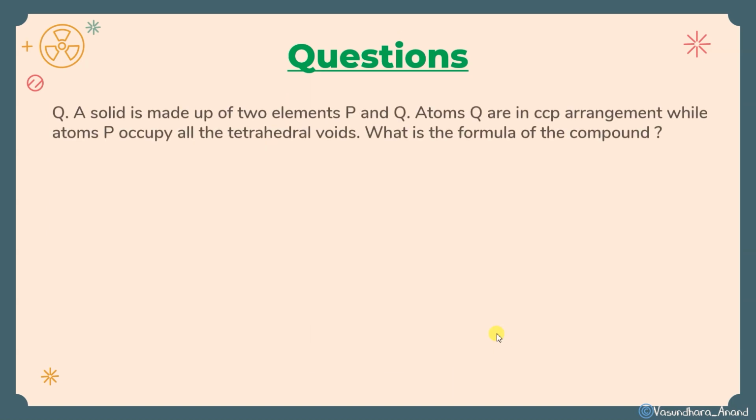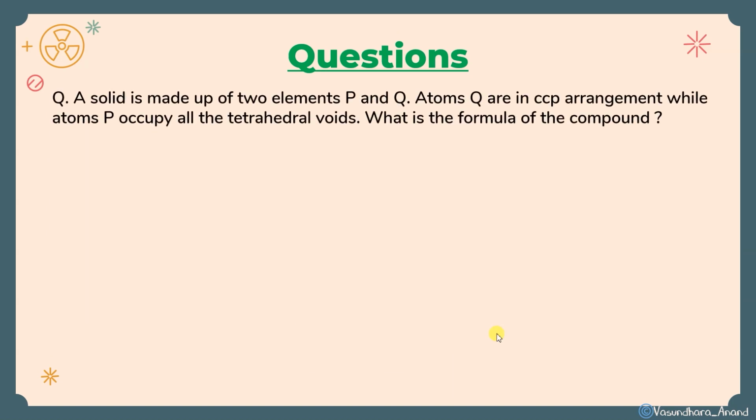Okay, now the next question is: a solid is made up of two elements P and Q. Atoms Q are in CCP, that means this is 4. Q is 4, while atom P occupies all the tetrahedral voids. It's so simple, isn't it? The number of tetrahedral voids will be 2n, that means 2 into 4, that means 8.